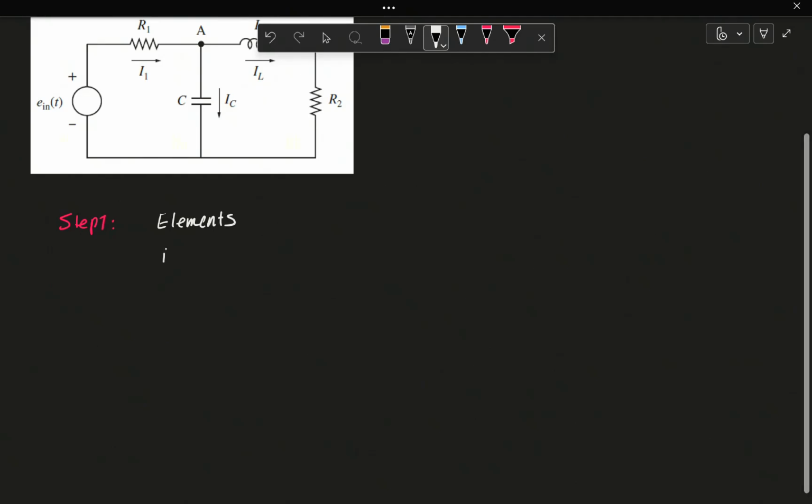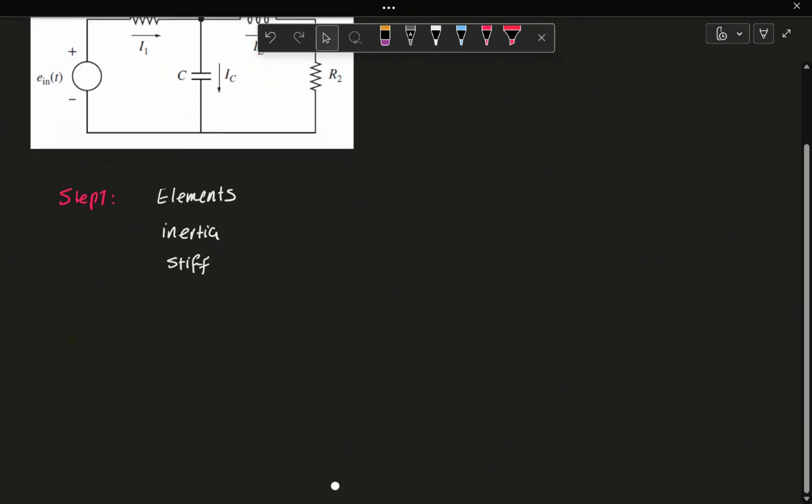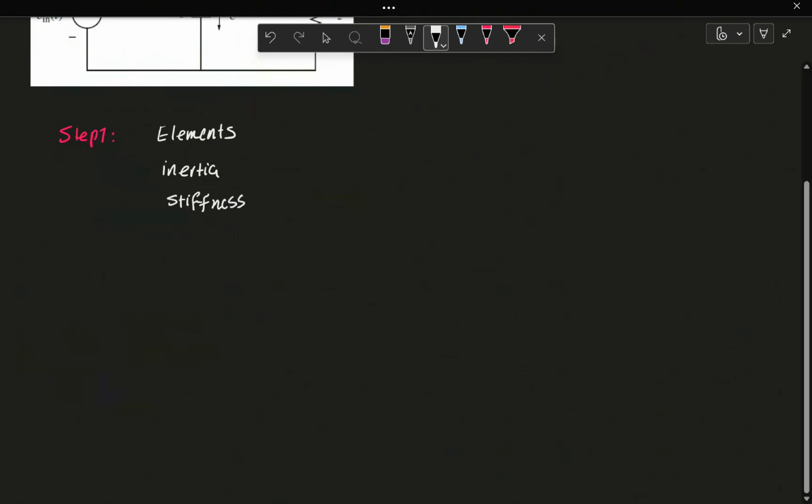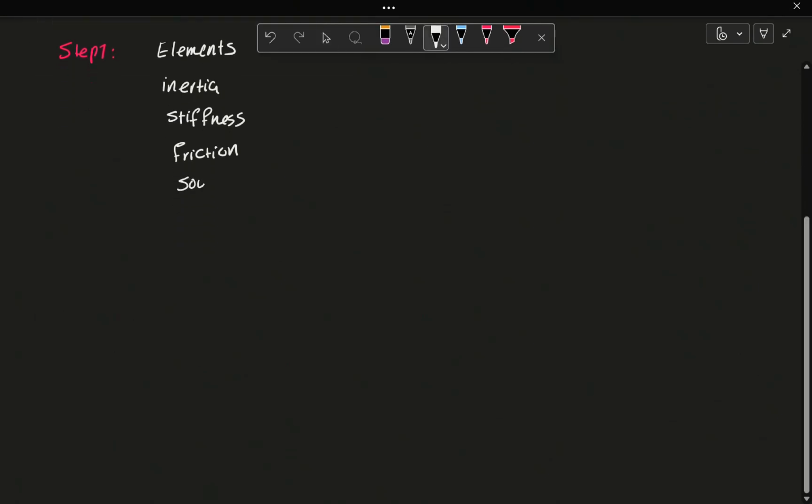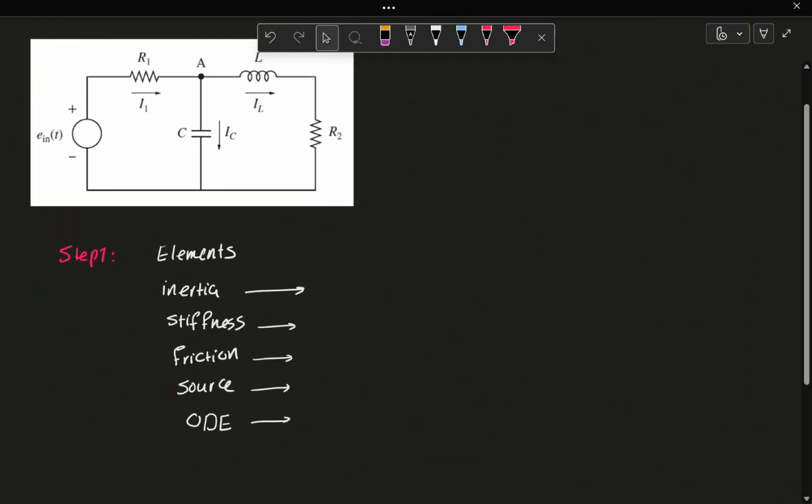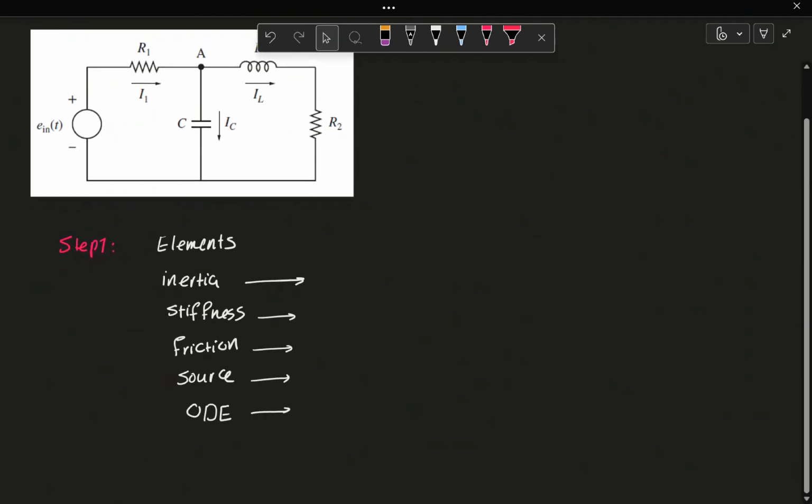So I'm going to have it as inertia, stiffness, friction, my sources, and I would comment on the number of ODEs. Okay, looking at this system, you see that I have only one inertia element. And if you guys remember, inertia elements in electrical systems were the inductors. So I have only one inductor. I'm gonna put it as L there.